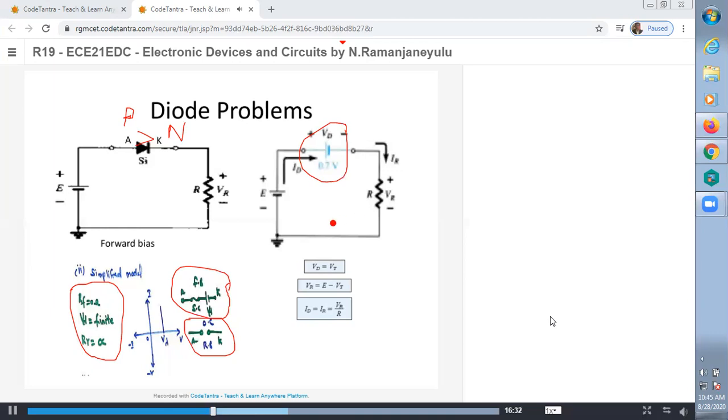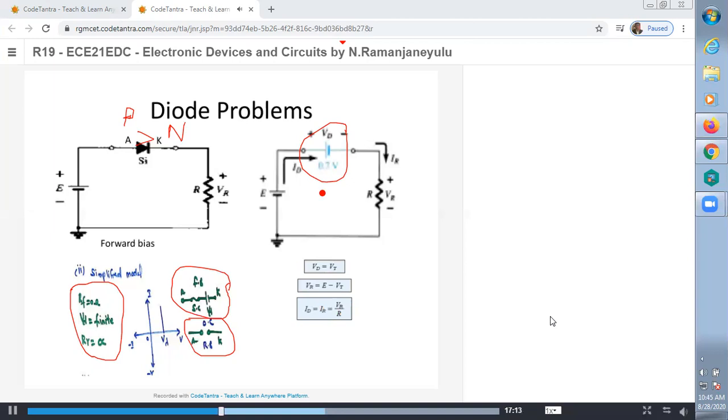In a single loop, current is the same. Now what is the current? ID, diode current, or IR current. So observe here, ID is equal to IR, that is equal to VR by R, where VR is equal to E minus VT. What is VT? VT is nothing but VD, right? So finally IR is equal to VR by R, that is equal to (E minus VT) by R. That is about the forward bias in a single loop.